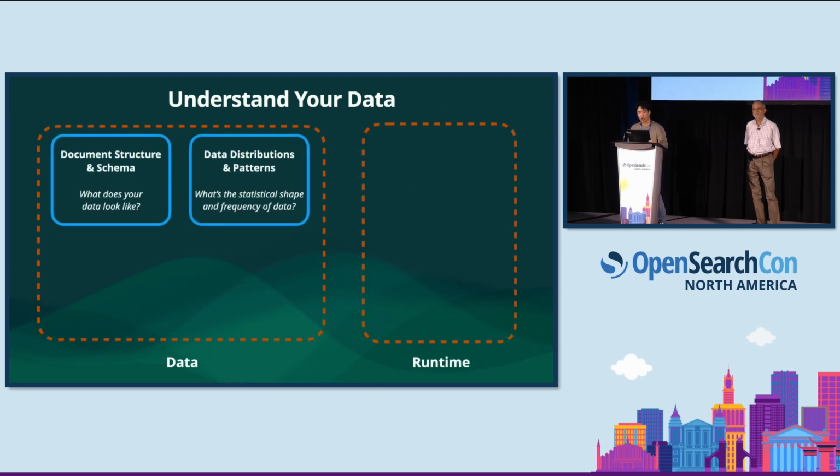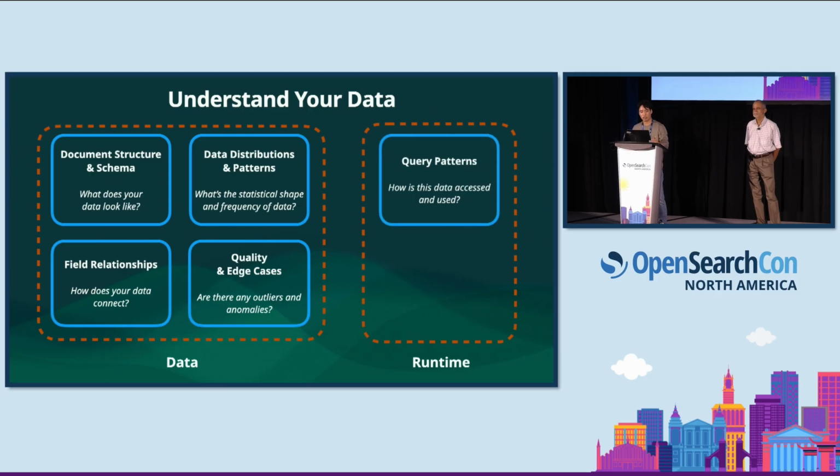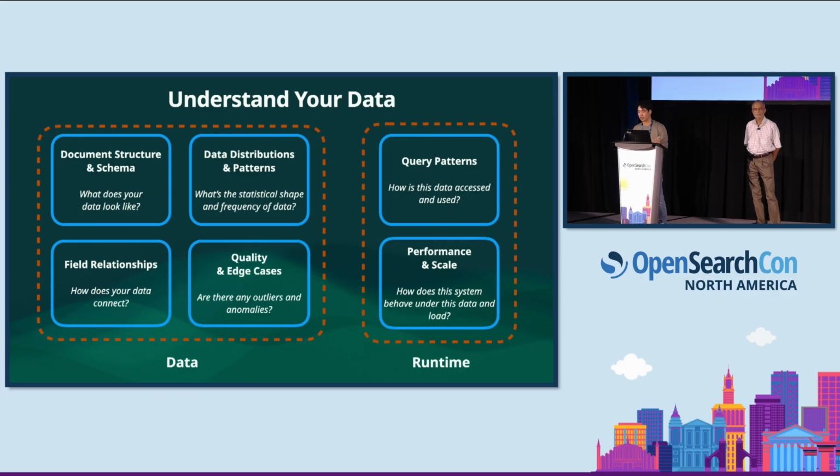For the first category, you want to understand questions such as, what does your data look like? How are the index mappings, the field types? Are there any nested objects, etc.? You then want to see, okay, for each of these fields, what's the data distribution like? For example, if I have a field called color, how often does blue appear compared to red, green, and yellow?